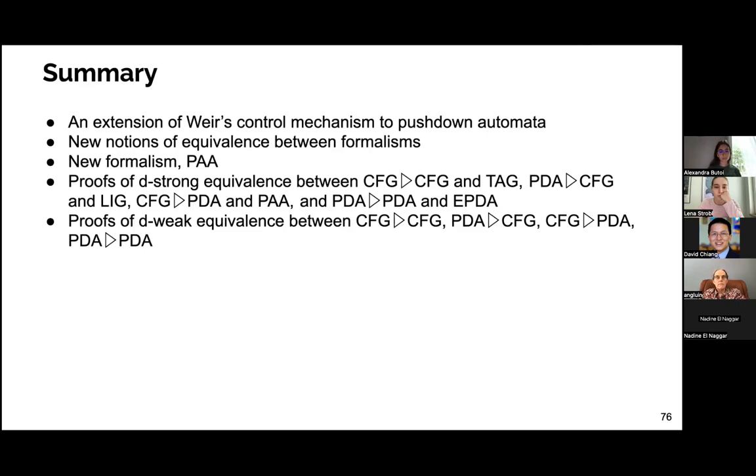And we have one final result that I didn't talk about, but we also prove in the paper that we get weak equivalence between these four two-level formalisms: CFGs controlling CFGs, PDAs controlling CFGs, CFGs controlling PDAs, and PDAs controlling PDAs.